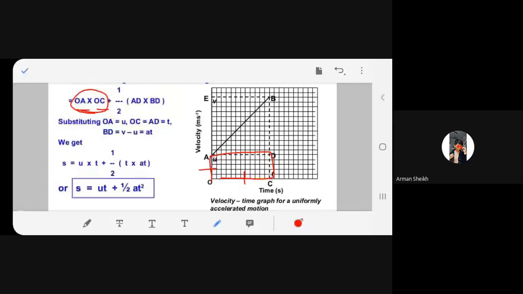Yes. Agree? Fine. So OA into OC is the area of the rectangle. Now let's come to the triangle. What is the area of a triangle, beta? Half base into height, right? Say at least yes or no. I want that, nothing else. What is the area of a triangle? Half base into height. You write half over here. What is the base? AD. AD you got. What is the height? BD. You got BD. You got the area of both the rectangle and the triangle.